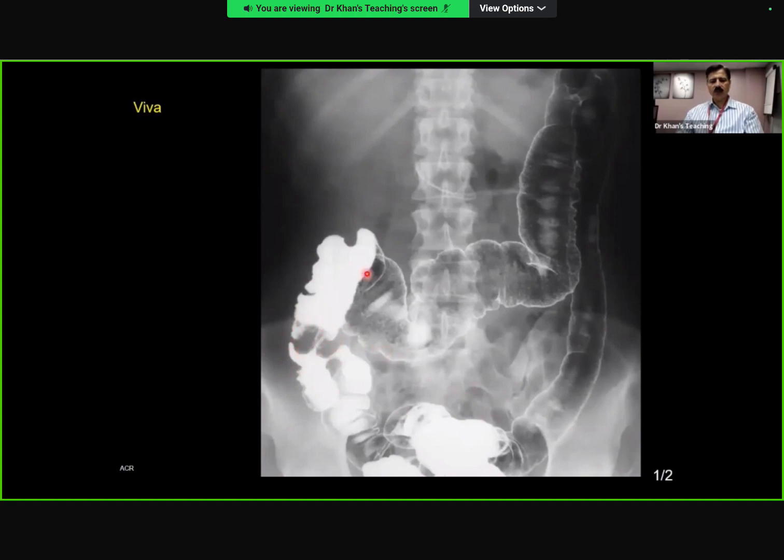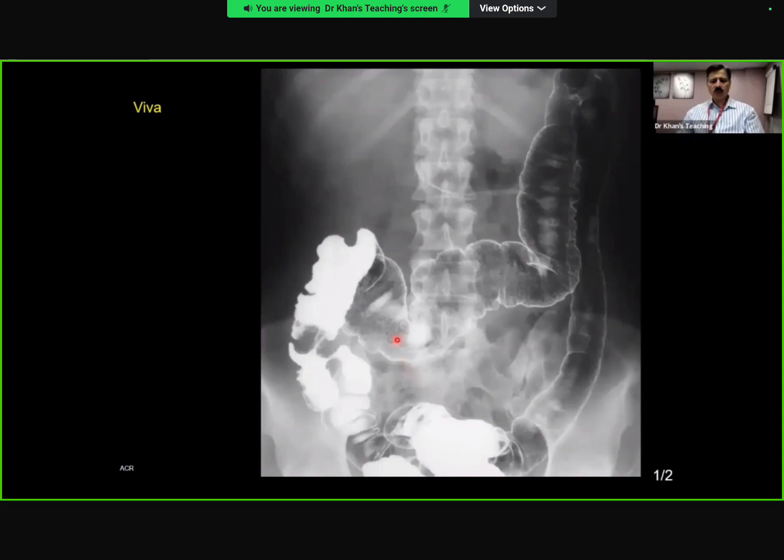Can you tell me what is happening in the transverse colon, for example? So the transverse colon is a bit dilated. However, in the background I can see multiple tiny filling defects. So the multiple polyposis, multiple polyps are noted in the transverse colon, and the descending colon looks.